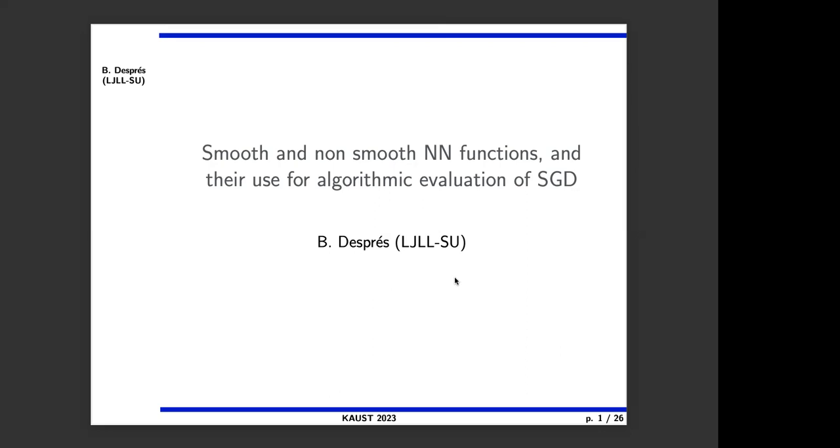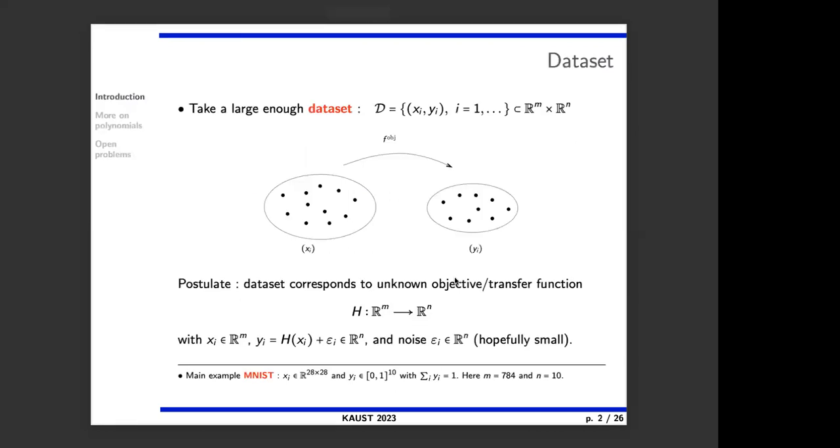Excuse me. Okay, so I have 3 parts in my talk. The general introduction, which is the classical stuff, or classical and less classical stuff. And then, as you will see, these functions that are captured by neural network structures with ReLU are polynomials, actually. In this case, they are polynomials.